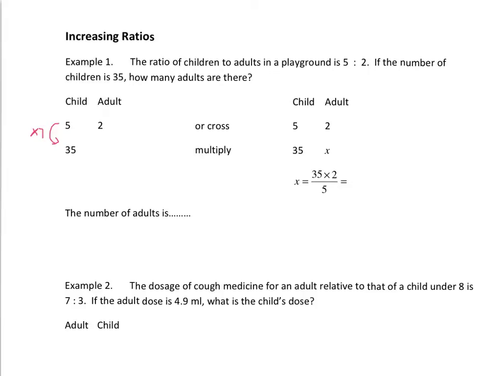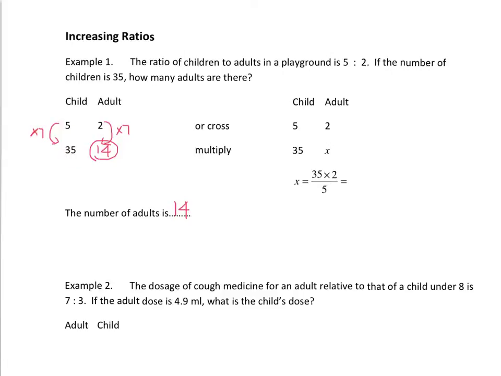So therefore, what would you need to do to 2 to increase it by the same factor? You'll need to multiply it by 7 as well. And that will give us 2 times 7 is 14, so we know that the number of adults in the playground must be 14. Now that's all very well when we can find a common factor of the ratio and the quantity. In this case, it was 7.